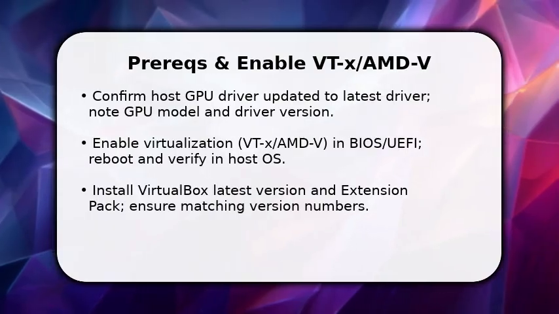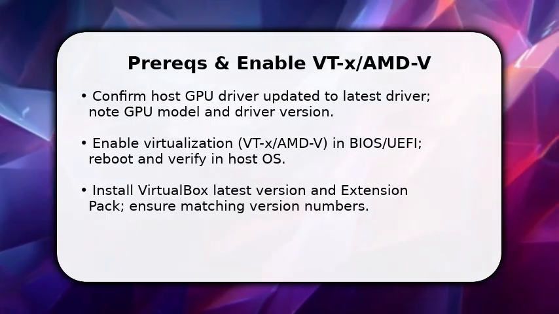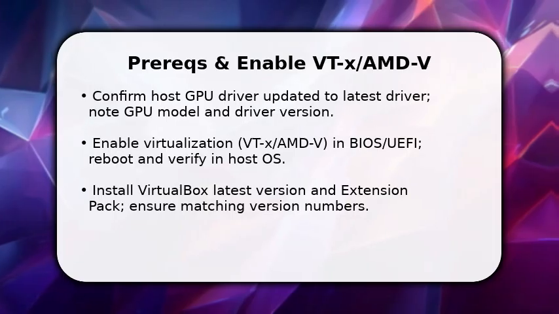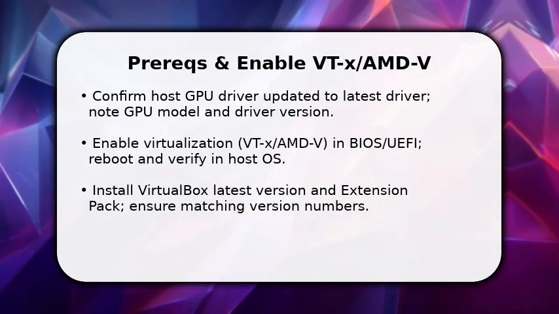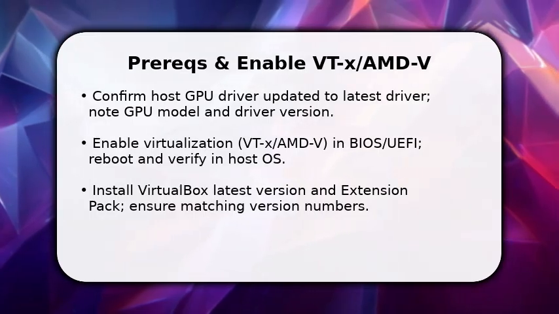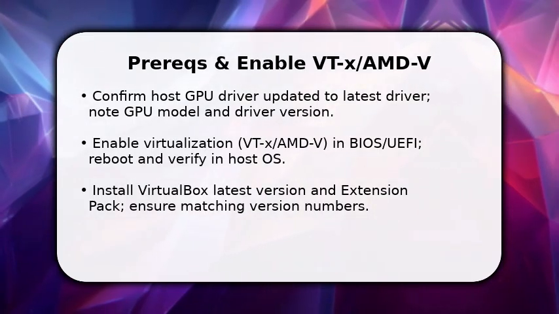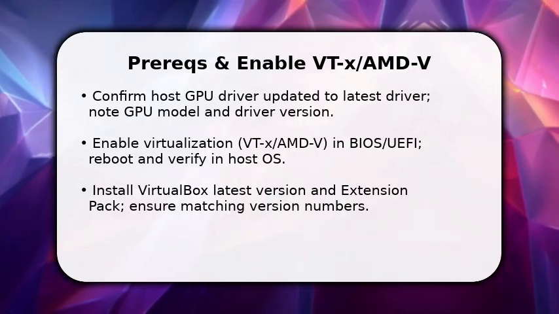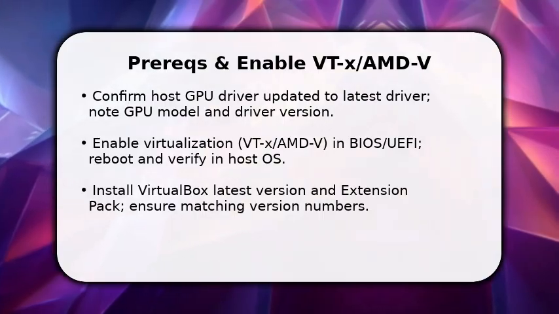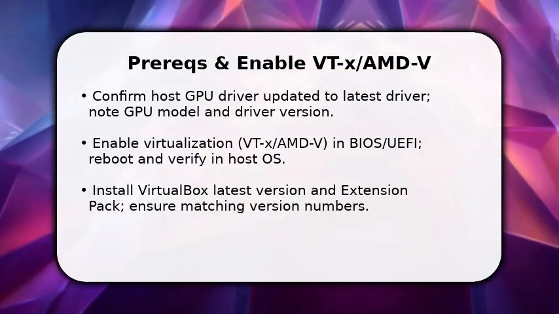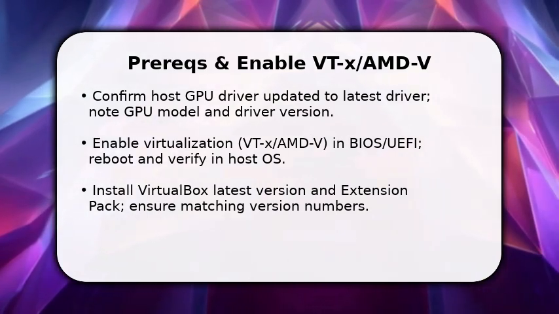You start by preparing the host. Make sure your GPU drivers are fully updated so the pass-through components behave predictably. Once done, reboot into BIOS or UEFI and enable VT-x or AMD-V. This is necessary for hardware acceleration. Install the matching VirtualBox release and the extension pack on the host so USB and PCI features become available. You do these now because missing any of these steps later will block GPU access and waste time on troubleshooting.